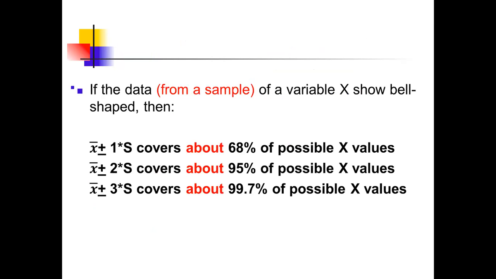If our data is taken from the sample, then we're going to make use of our statistic X bar for the mean and S for the standard deviation. It will indicate that 68% of the entire sample will be within 1 standard deviation, and about 95% of the entire sample will be within 2 standard deviations. Also, 99.7% of the entire sample will be within 3 standard deviations.